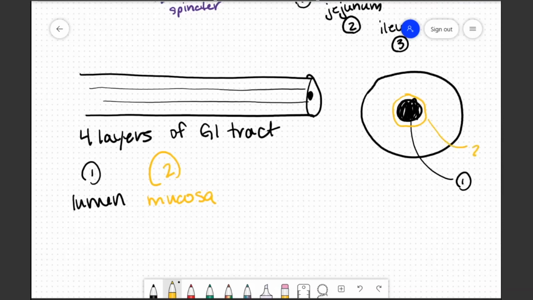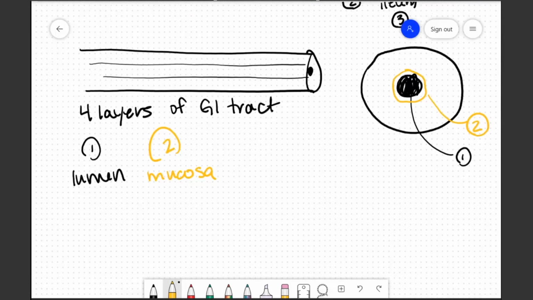Your mucosa. And the goal of your mucosa is going to be for secretion, absorption, and protection. So this layer is the first layer of defense from anything that is traveling through the lumen and the rest of the GI tract.